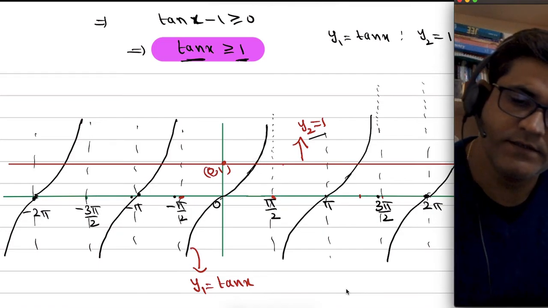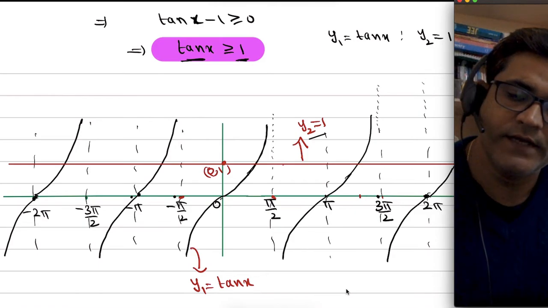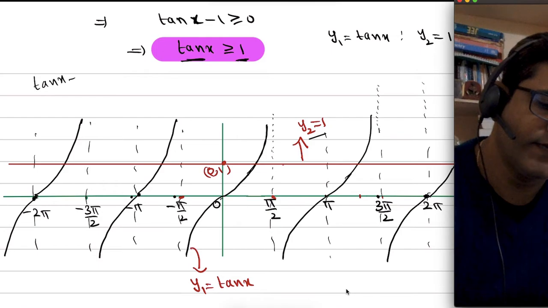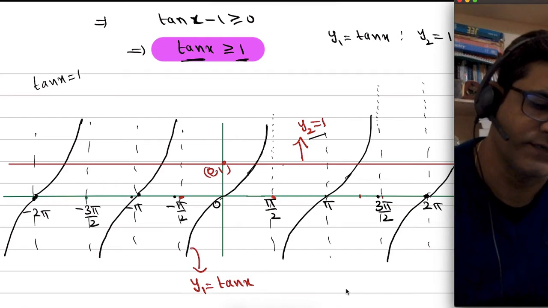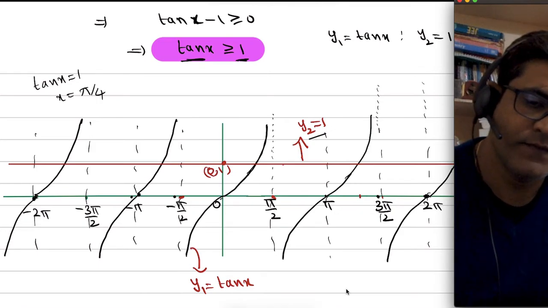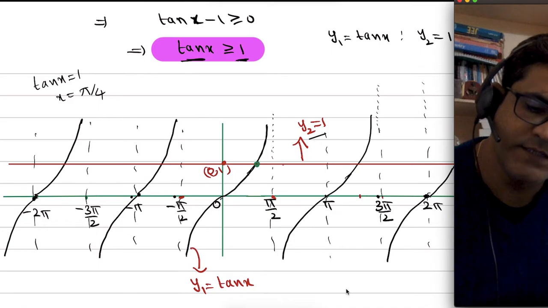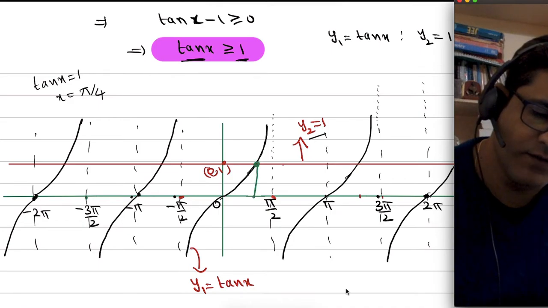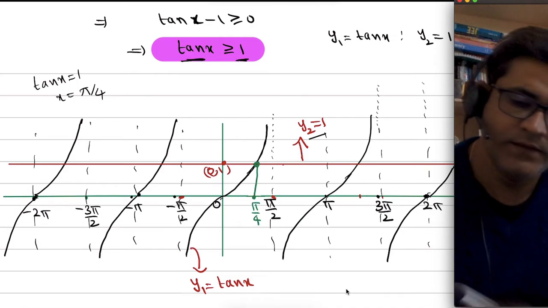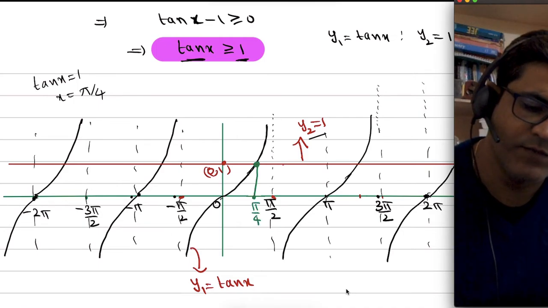That is, tan x equal to 1, we need to solve for the intersection. Therefore, in between minus pi by 2 to pi by 2, the x value is 45 degrees. So the x coordinate of this intersection point is pi by 4. Therefore, the point of intersection is pi by 4 comma 1.